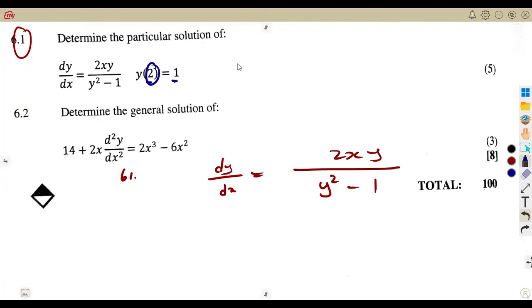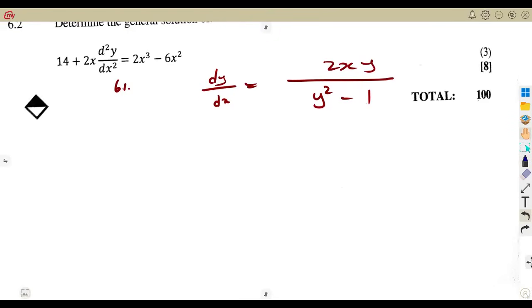When you substitute the value of x to be 2, the y is supposed to be what? The y value is supposed to be 1. So this is where you now have the particular solution. But let's have the general solution first on this. By separation, as you can see, you've got x and y. You can just try to separate our terms: the part of x with the dx, the part of y with dy.